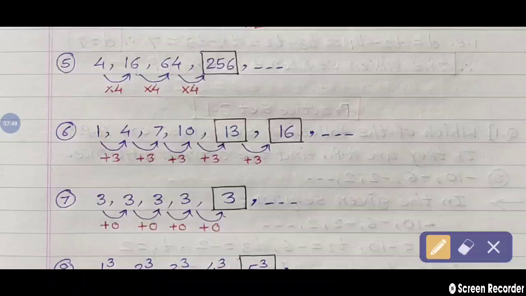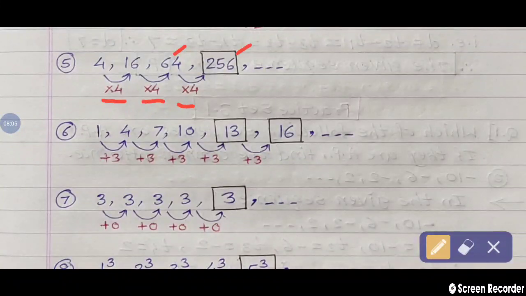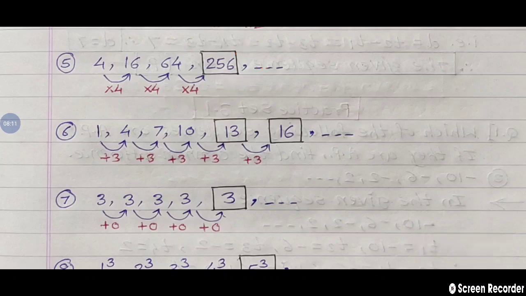4. What is the relation between 4 and 16? 4 4s are 16. Next relation is 16 4s are 64. That is the third position number, 64. So what is the fourth position number? 64 multiplied by 4, so the answer is 256. Therefore, this is also an example of sequence.